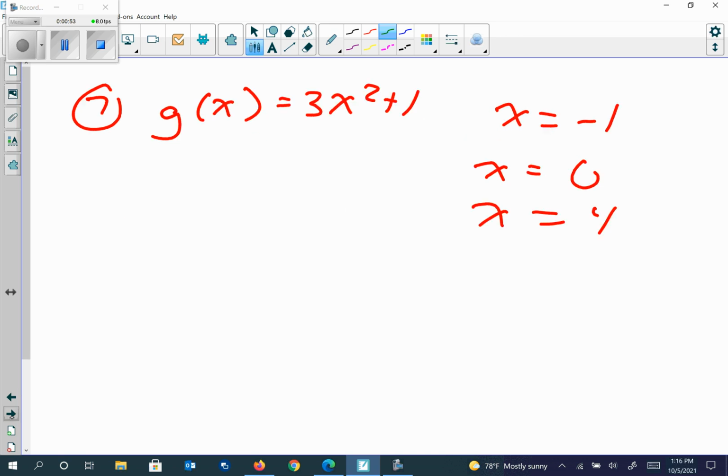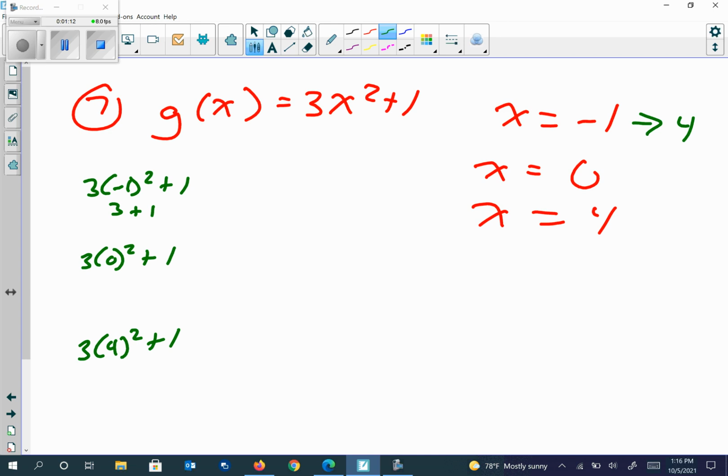Number 7, we want to plug each of these values in. So I got 3 times negative 1 quantity squared plus 1. I also have 3 times 0 quantity squared plus 1 and 3 times 4 quantity squared plus 1. So this is going to give me 3 times 1 plus 1. So that's going to give me 4. That's going to give me 0 plus 1. So that gives me an answer of 1.